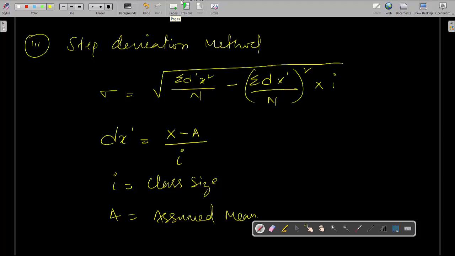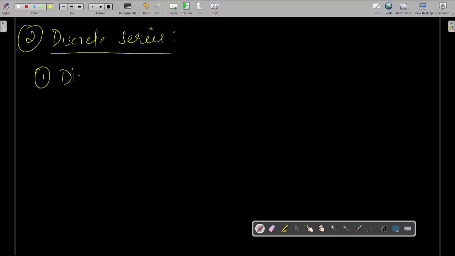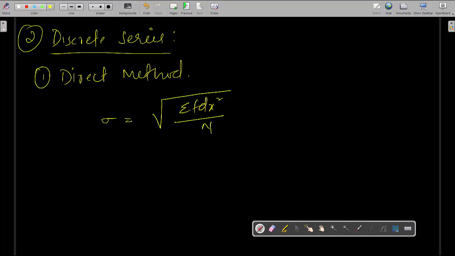Next we have discrete series. Clear? Number 2, discrete series. In discrete series as well, we have what? Direct method first. Discrete series, direct method. The formula to calculate standard deviation is square root of sigma f dx square by n. So this is how we calculate standard deviation here. Here as well, dx is equal to x minus mean. So you first have to calculate the mean, remember that.